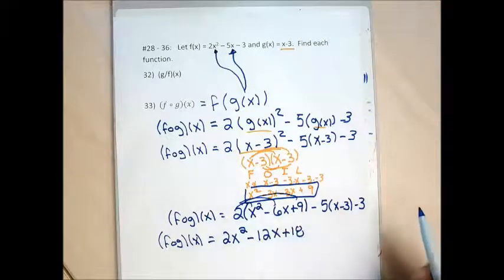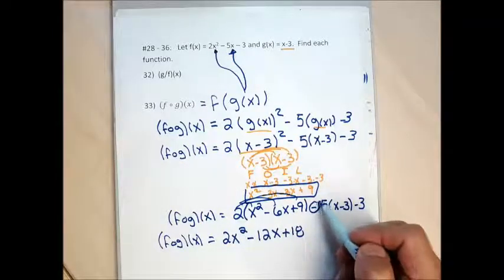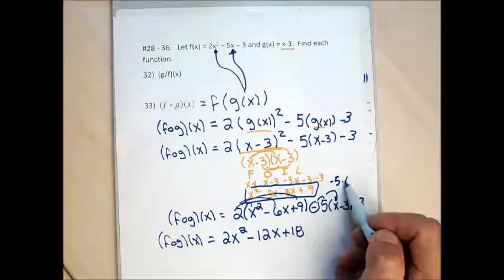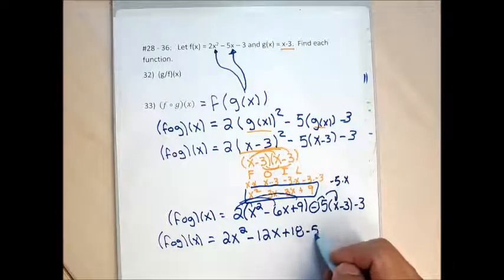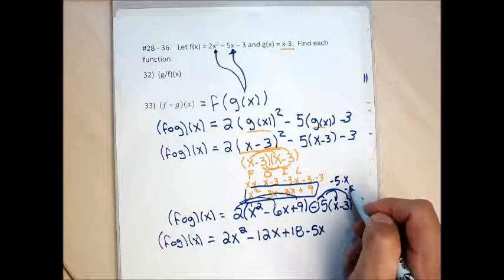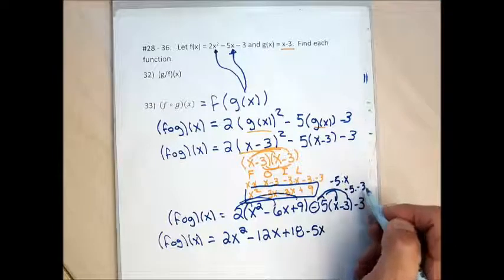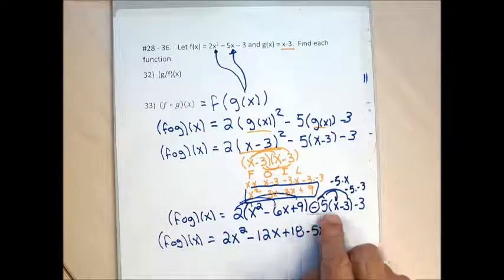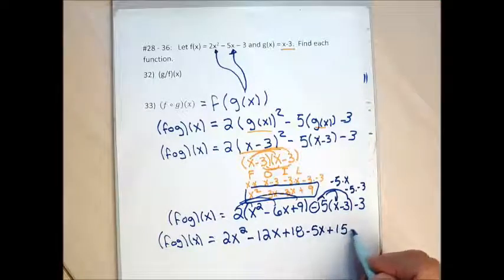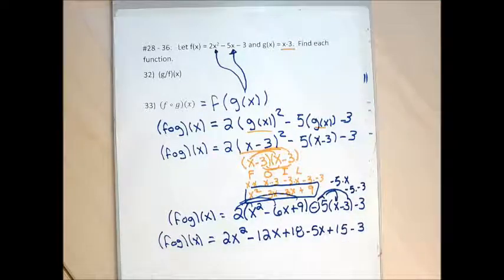And then the tricky part, minus 5 times x, and minus 5 times x is going to be a minus 5x, and minus 5 times minus 3 to clear the second parentheses, you're going to get a plus 15, because the minus 5 times the minus 3 as I distribute, it's going to flip the sign to plus. And then I'm going to bring down the minus 3.